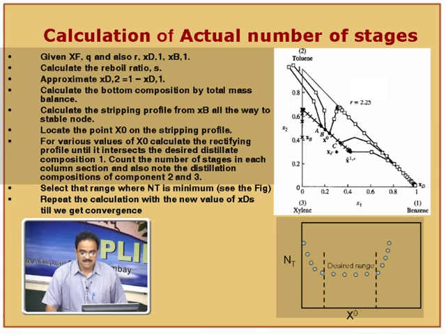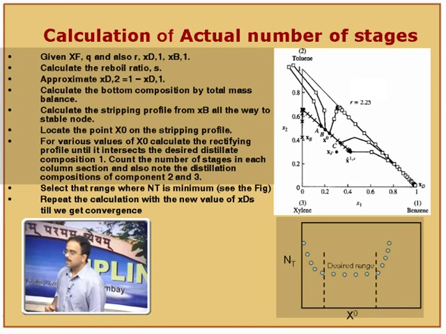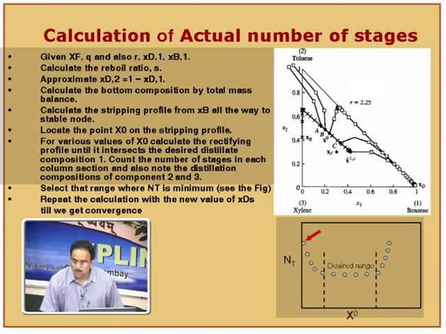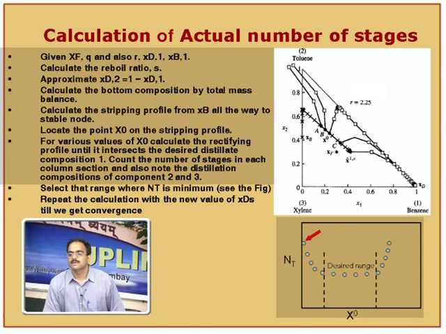How will I count stages? 1, 2, 3, 4, 5, 6, 7, 8, 9, 10. Then I move to rectifying section profile, okay. 11, 12, 13, 14, 15, right. You can count these stages, okay. And I plot this here. This is the total number of stages. So for x0 here, I have some point here, total number of stages.